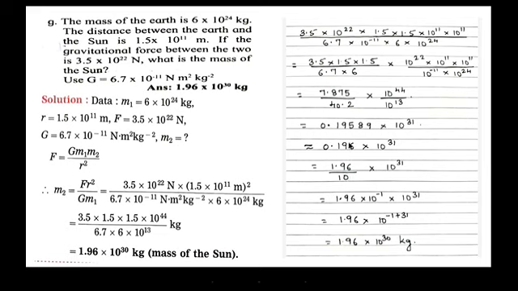So 0.196, we are shifting one decimal to the right, so it becomes upon 10, and when it goes in the numerator it becomes 10^-1. So again using the indices it becomes 10^30. So the answer is 1.96 × 10^30 kg.